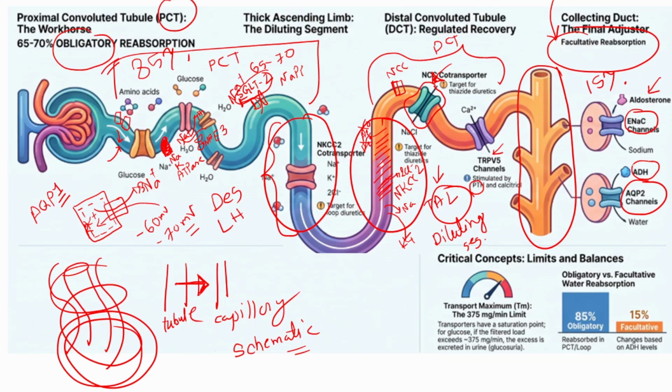Let's say ADH comes, ADH binds, and the channels will open. As simple as that. You don't need to think complexly about the mechanism. Just think that hormones will come, it will bind to receptor, and the channels will open, and that will allow water to leave the lumen and enter the peritubular capillaries. Remember, the tubules are not alone. Capillaries will wrap around the tubules like this.